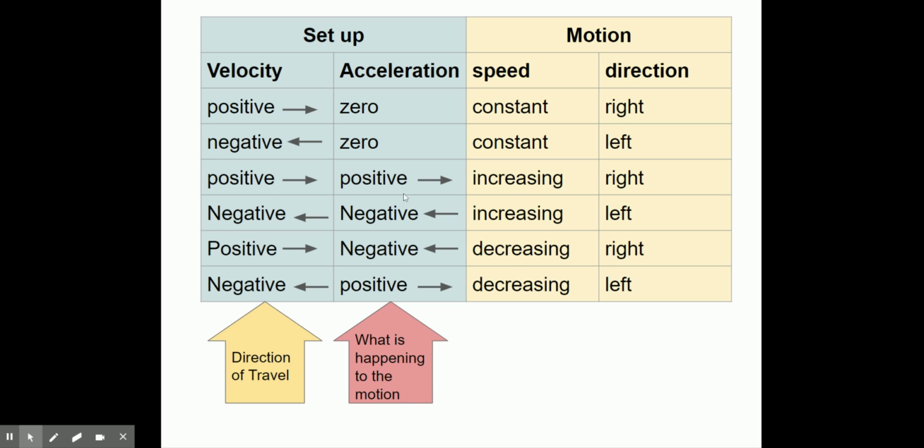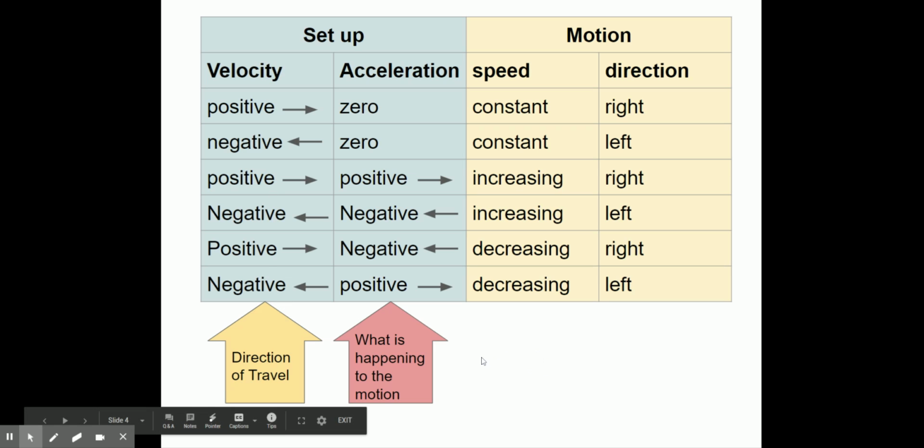If you recall, when you have the same sign, for instance, a positive velocity and a positive acceleration, it means the speed is going to be increasing. When you have opposite signs, that means the speed is going to be decreasing. And the sign of the velocity tells you the direction of travel.